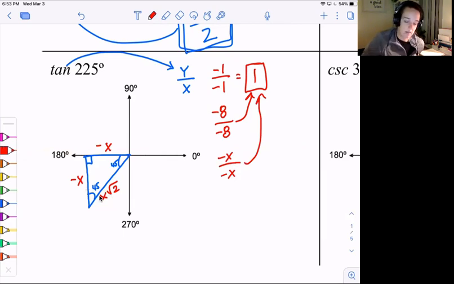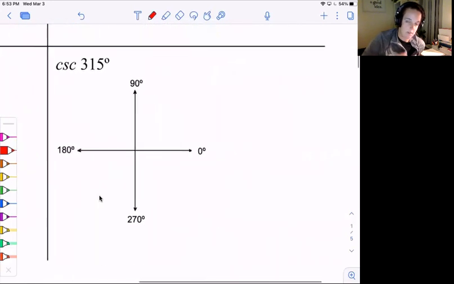All right, let's try one more example here. We're doing the cosecant of 315. Look back in your notes if you don't know what cosecant is, and then come back in just a second. Pause the video. Did you pause it? Sweet.